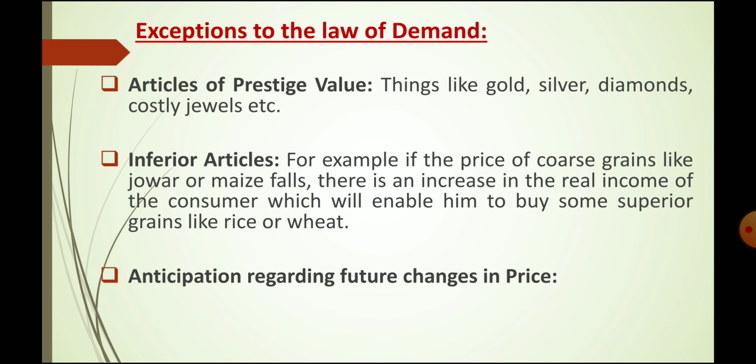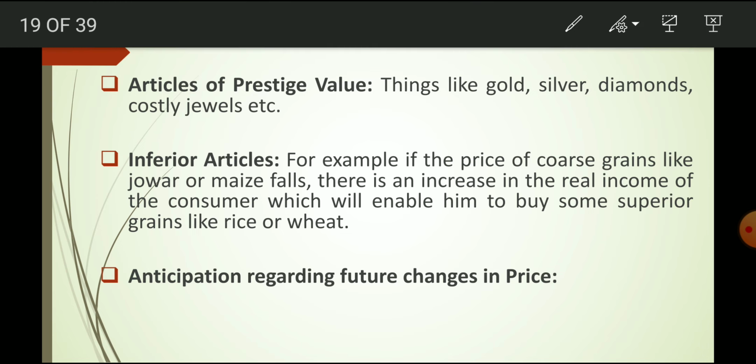First one, articles of prestige value. Prestige means reputation. Articles of prestige value, articles means product, prestige value means reputation. For example, gold, silver, jewelries, diamonds. For example, if the price of gold is increased, then also people prefer to purchase more and more gold. Why? Because gold is considered a status symbol. So that's why people prefer to purchase more and more gold.